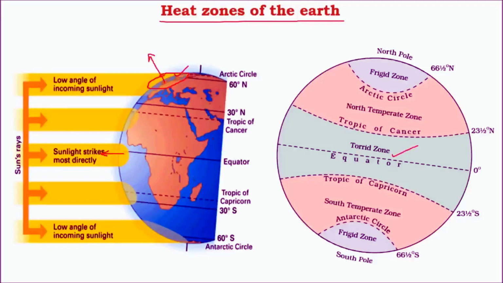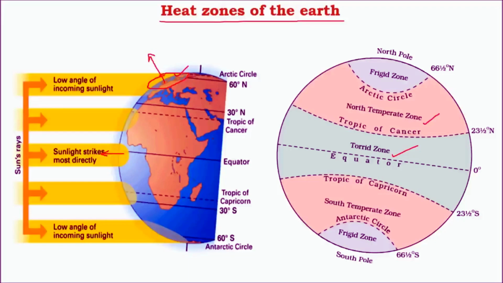For example, the torrid zone is the zone between the Tropic of Cancer and the Tropic of Capricorn, where the sun's rays fall directly at least once in a year. The other one is the temperate zone, and there are two temperate zones, one in the north and one in the south. The north one is called the North Temperate Zone and the other one is the South Temperate Zone.